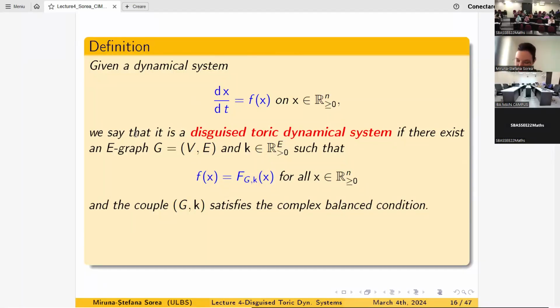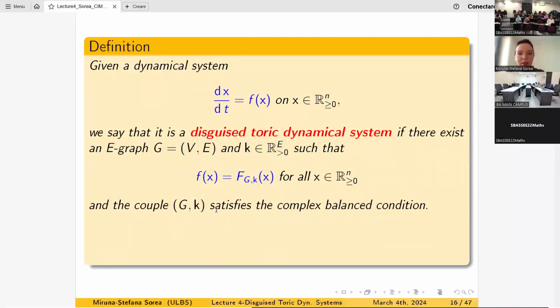and we find, together with the reaction rates decorating the edges, such that the system has a realization by this graph, and what is the key point is that the couple GK, so the graph we found, satisfies the complex balance condition. Briefly said, a system is disguised toric if you find the graph that realizes it and that you know it's toric.